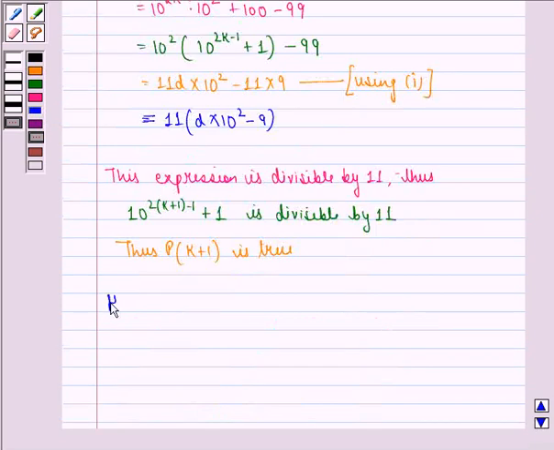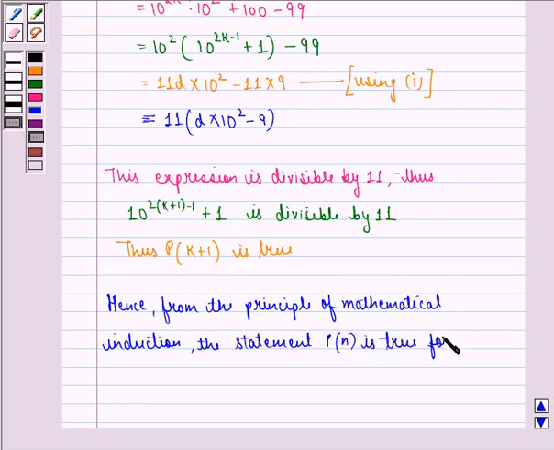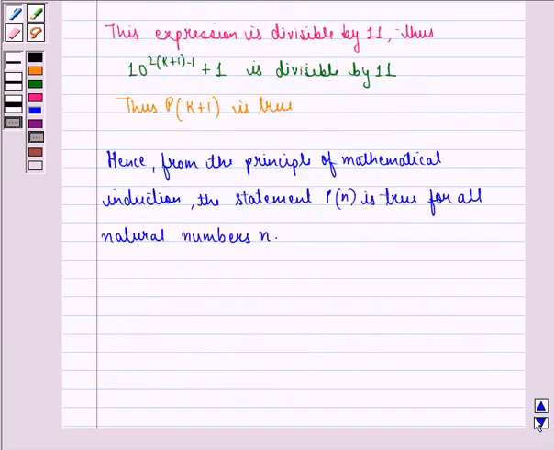Hence, from the principle of mathematical induction, the statement P at n is true for all natural numbers n. Hence proved.